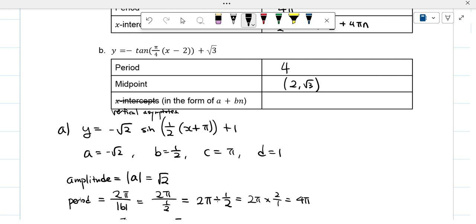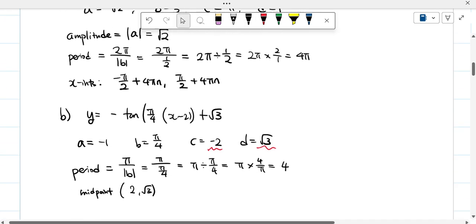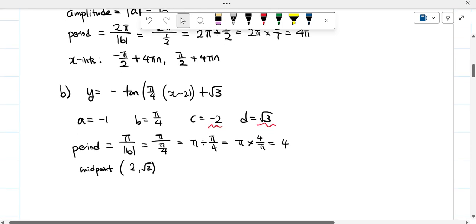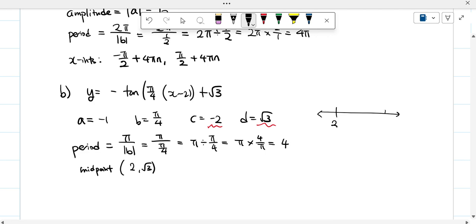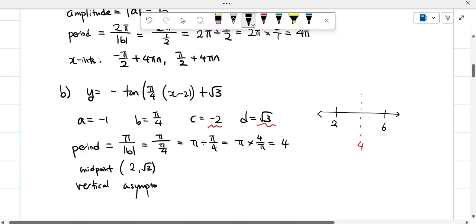Without using the graphing calculator, the usual vertical asymptote is between the two midpoints, and it seems like the midpoint is 2, and the period is 4. So if I just draw a number line, there will be a midpoint at 2, and another midpoint probably at 6 because the period is 4, which means there must be a vertical asymptote at 4. So I think the vertical asymptotes will be 4 plus 4n.